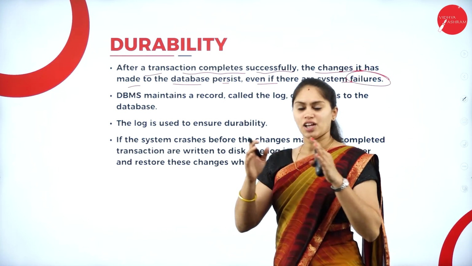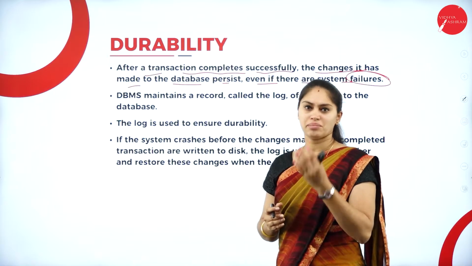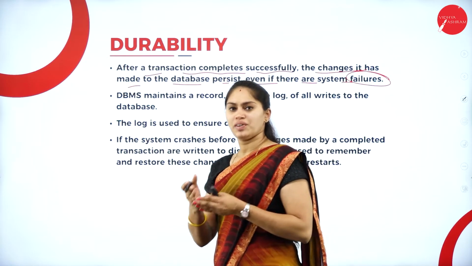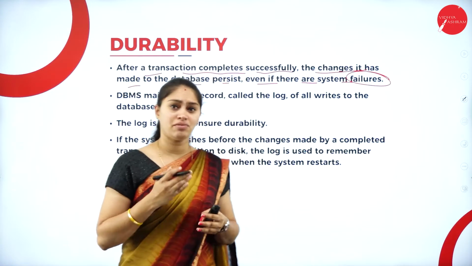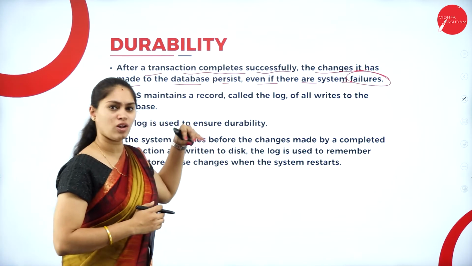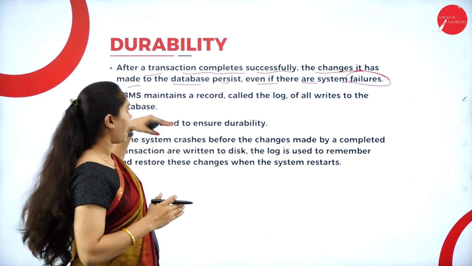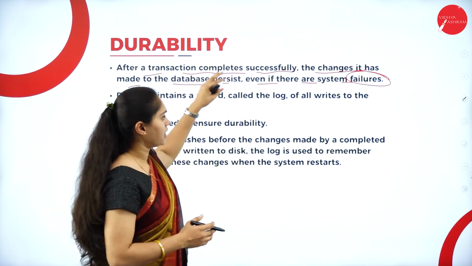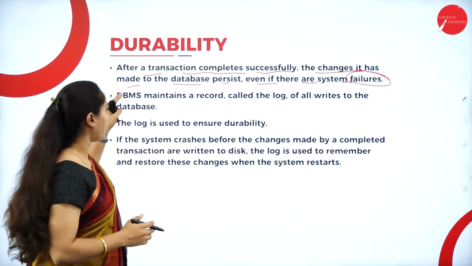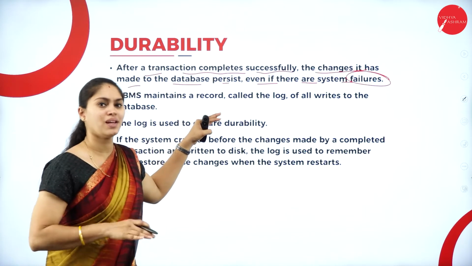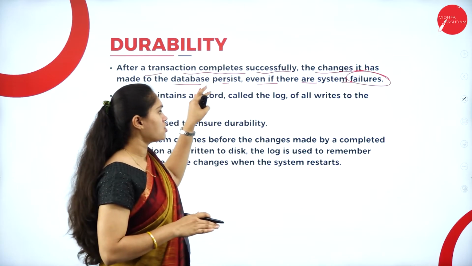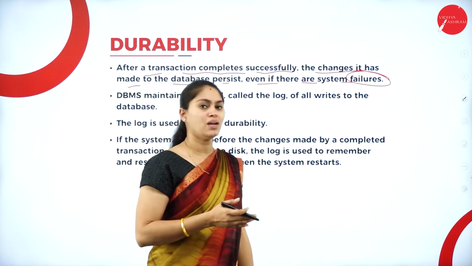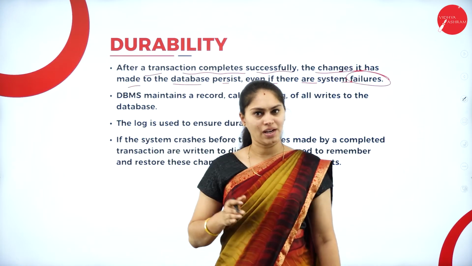If a system goes wrong, or any crash occurs with software or hardware, the database follows the durability property. Once a transaction completes successfully, whatever changes have been made to the database have to be retained and stored. Even though failures occur with the system, the transaction has to be completely saved.